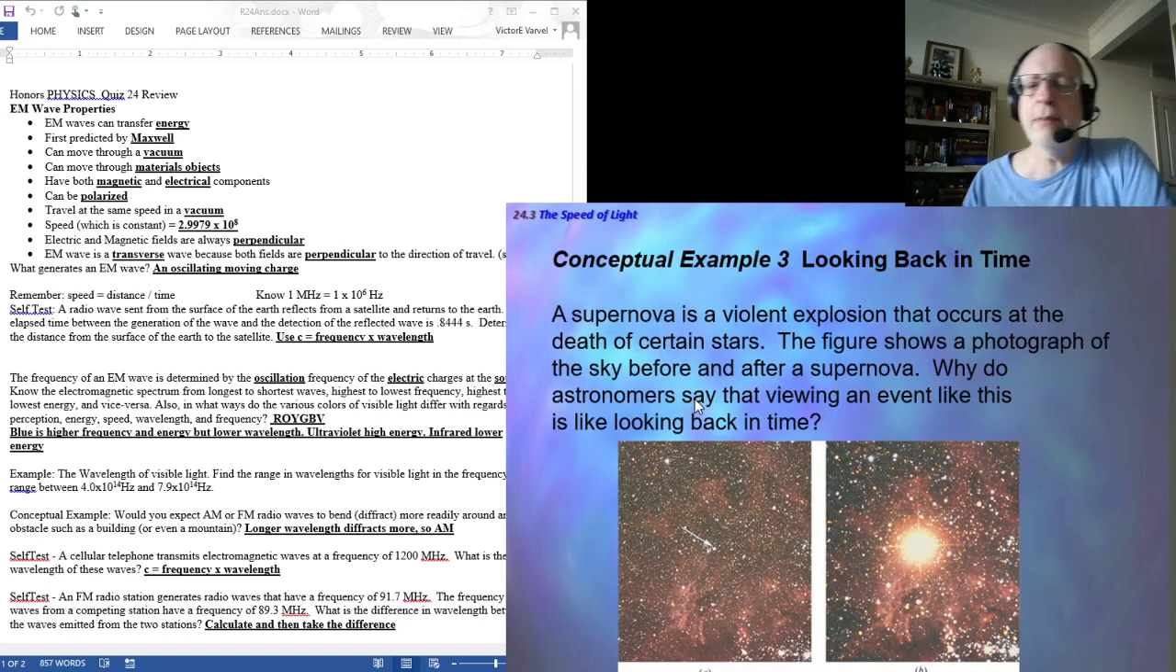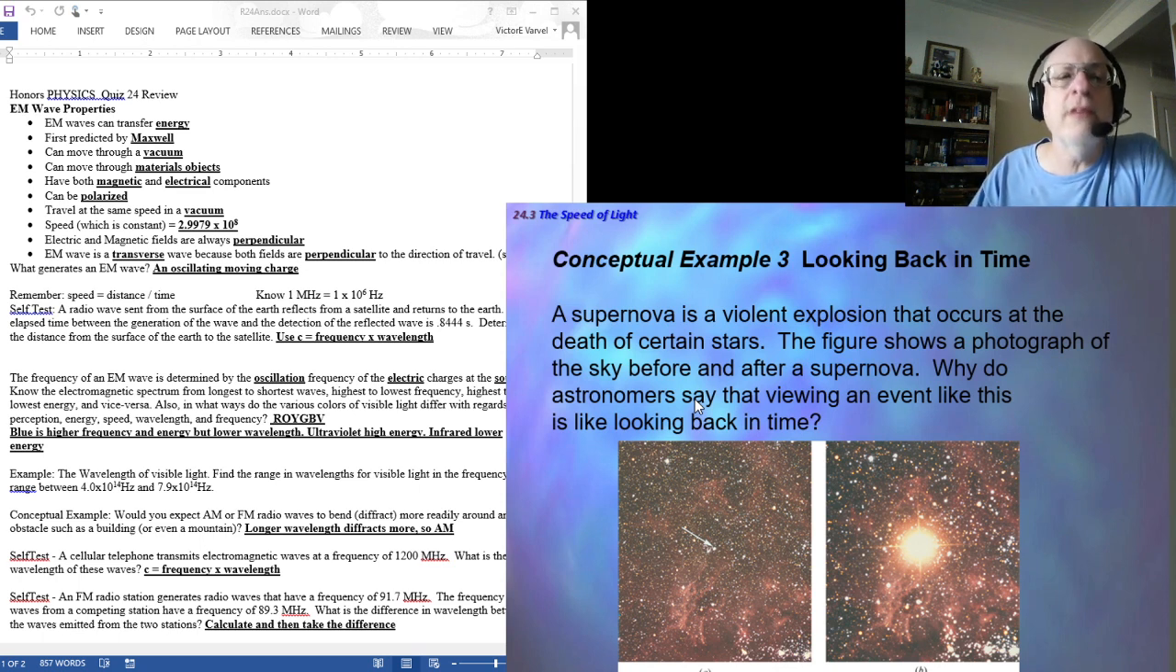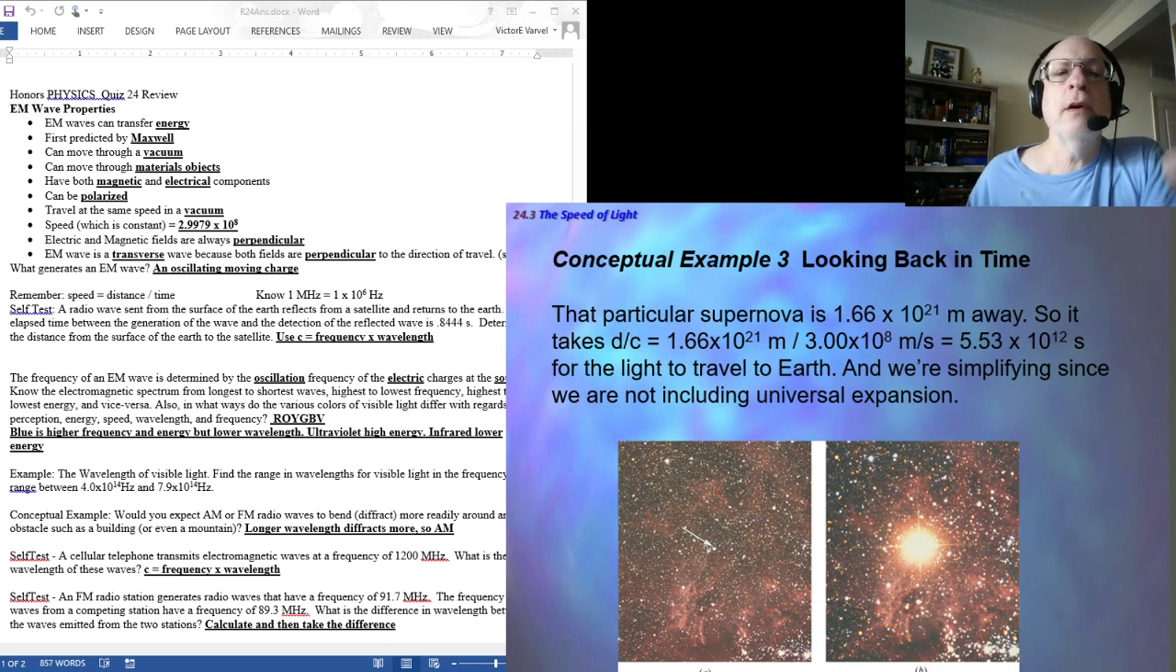Let's look at some concepts, and then I think I'll be done with this video. A supernova is a violent explosion that occurs at the death of certain stars. The figure shows a photograph of the sky before and after a supernova. Why do astronomers say that viewing of an event like this is like looking back in time? Well, the reason is, and this is in your book, because that particular supernova is 1.66 times 10 to the 21 meters away. So distance divided by speed tells me that it took 5.5 times 10 to the 12th seconds. So that event happened that many seconds ago. It's looking back in time.